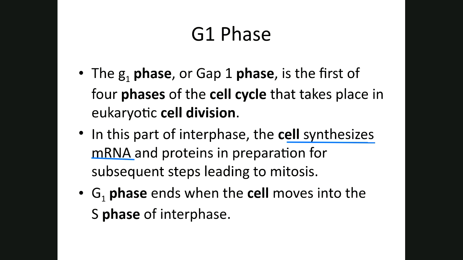But I want to tell you that just like DNA, there is also a nucleic acid which is known as messenger RNA. Messenger itself shows us that it takes the message from the DNA and gives the message to the cell organelles for particular purposes. That's why it is known as messenger RNA. The G1 phase ends when the cell moves into the S phase of interphase.